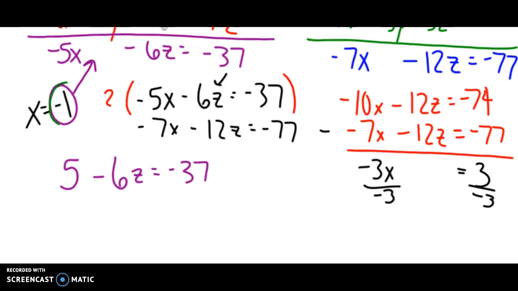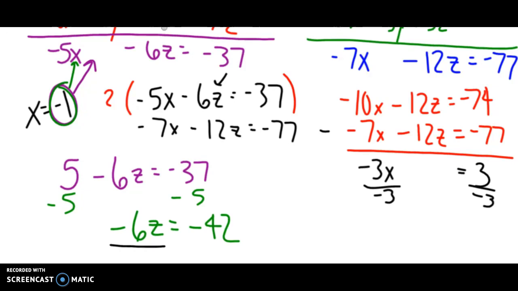All I did was take negative 1 times negative 5 here, and that's how I got positive 5. I subtract 5 from both sides, and I get negative 6z is equal to negative 42. Divide both sides by negative 6, and I find that my z is equal to 7.